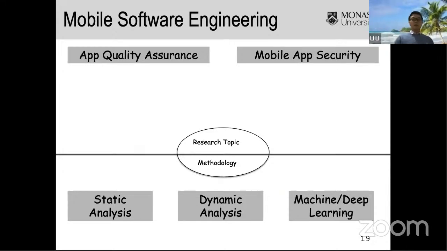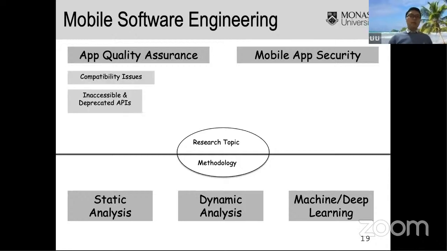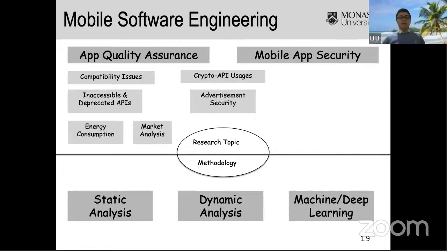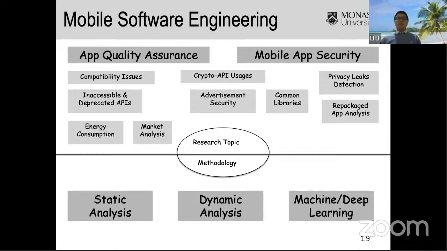Specifically, our research leverages three types of techniques aiming to solve problems in two research directions. One is called app quality assurance. Another one is called app security, right? And the different problems we are targeting include, for example, compatibility issues, inaccessible and duplicated APIs, and many others like privacy leak detection, repackaged app analysis, as well as robust machine learning analysis.